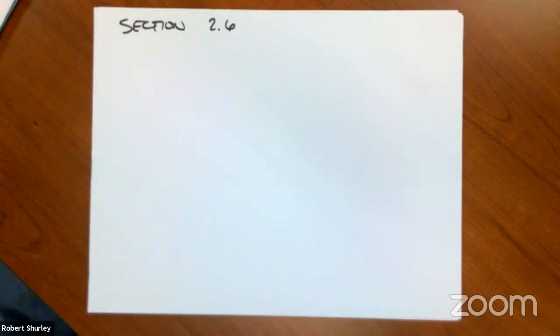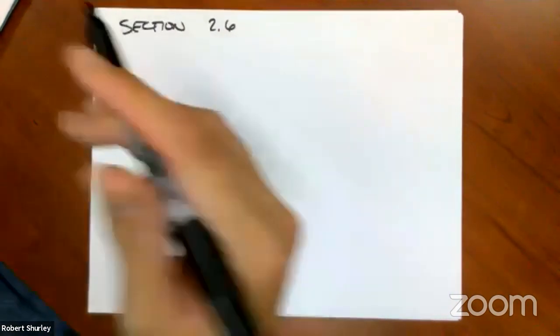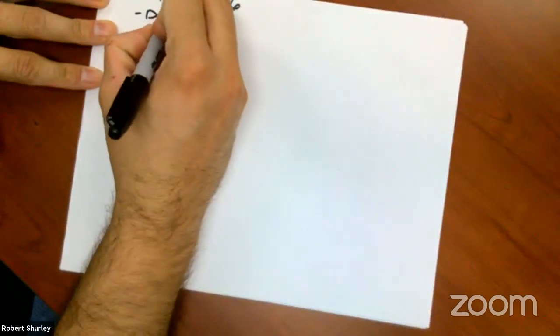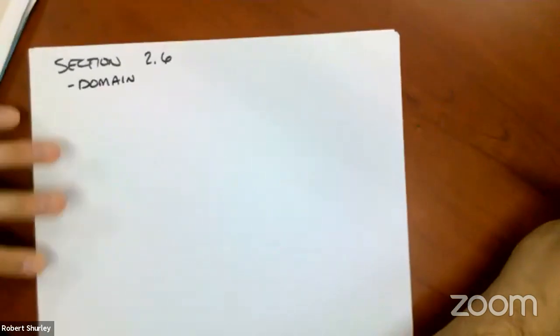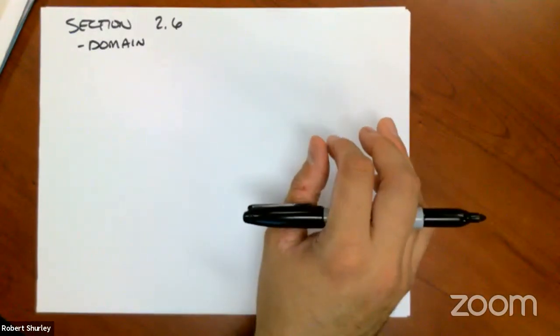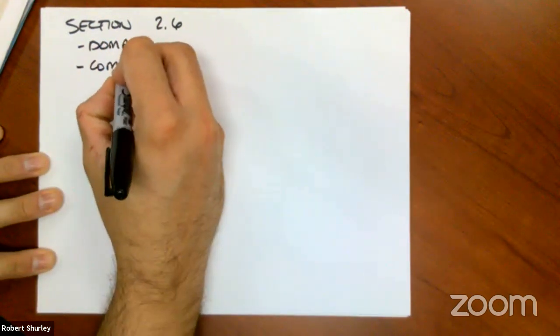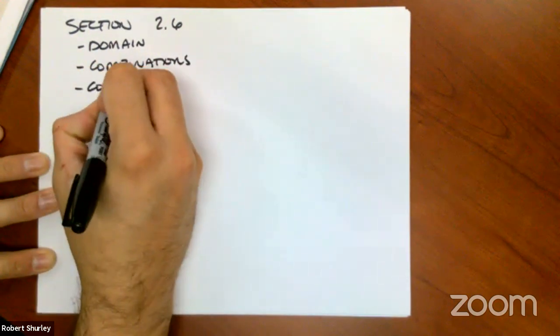So 2.6, we're going to go over two concepts. We've already gone over one. We've already gone over the domain concept. That was on the last test. Domain's the very first part of 2.6, and we've just gone over it already. We'll see it in a few different ways maybe. But the main concepts we're going to go over today are combinations of functions and compositions.